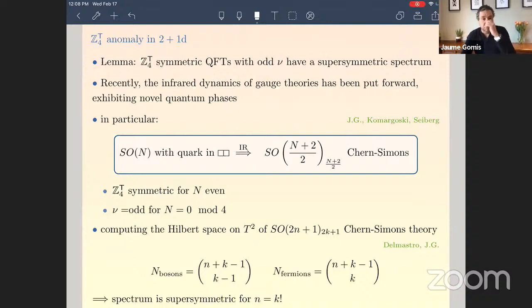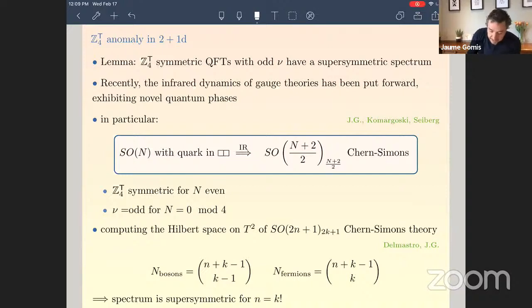Now this is of course hard to compute because we don't know how to solve 2+1 dimensional gauge theories, because they're strongly coupled in the infrared. But recently, the infrared dynamics of such gauge theories have been put forward and shown, or at least conjectured, to have interesting novel quantum phases that can appear in the deep infrared with emergent anyons, emergent gauge group, emergent gauge fields, and so on. In particular, let me give you an example of a theory where we will be able to use this lemma.